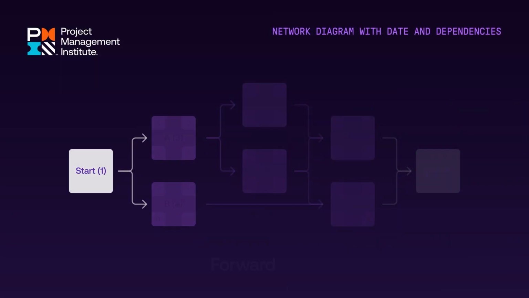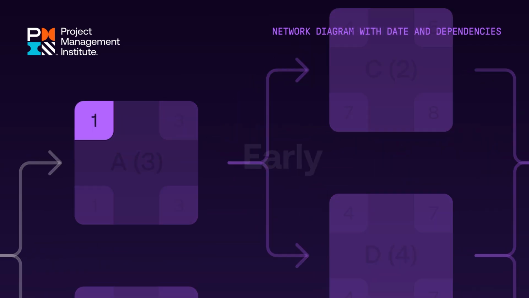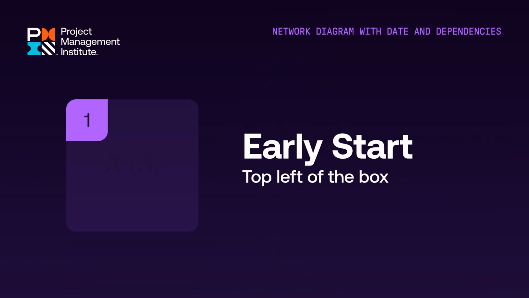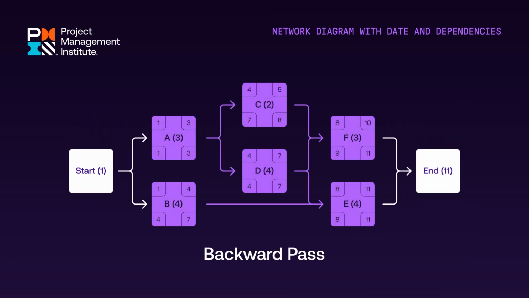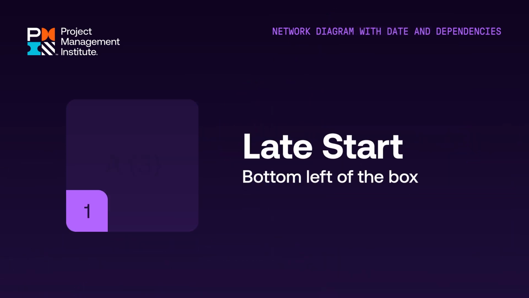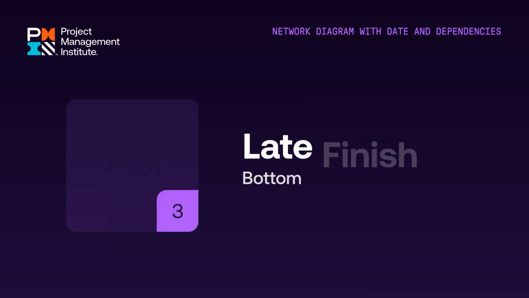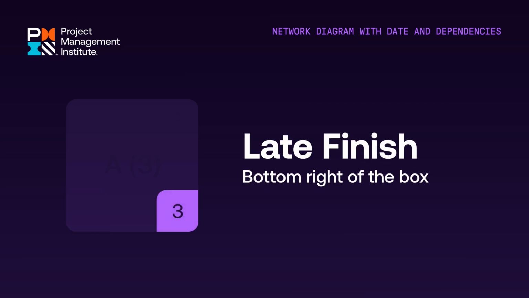The next step is to do the forward pass, to determine the early start, top left of the box, and early finish, top right of the box, date for each activity. Then perform the backward pass. The late start, bottom left, and late finish, bottom right date can be determined.